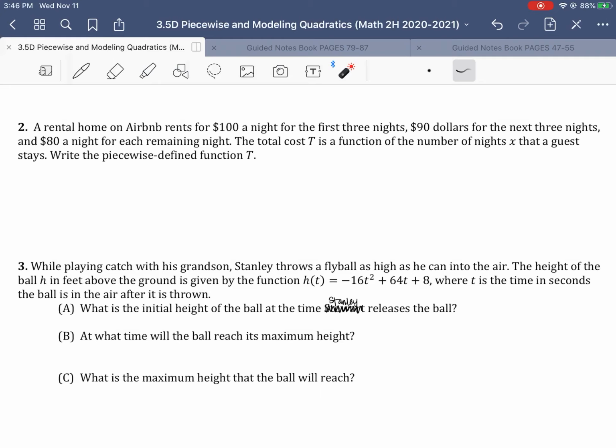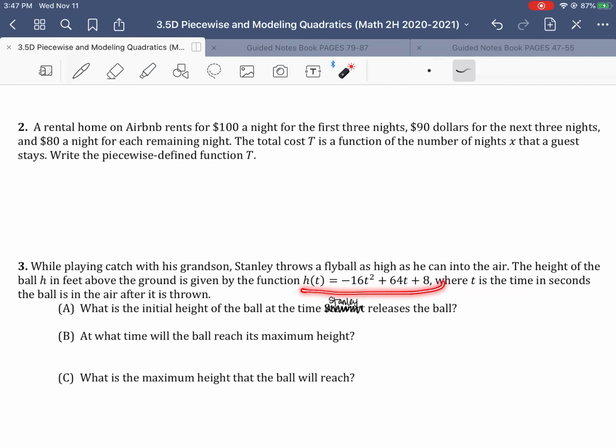While playing catch with his grandson, Stanley throws a fly ball as high as he can into the air. The height of the ball, h in feet above the ground, so h is height, is given by the function h of t is equal to negative 16t squared plus 64t plus 8, where t is the time in seconds that the ball is in the air.